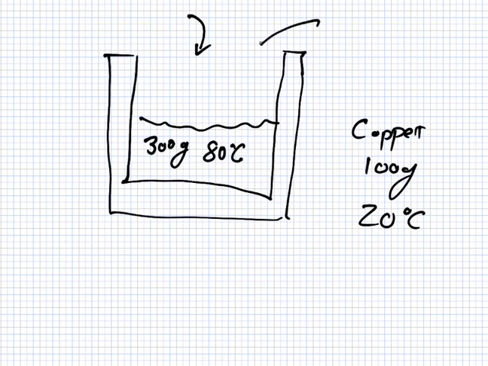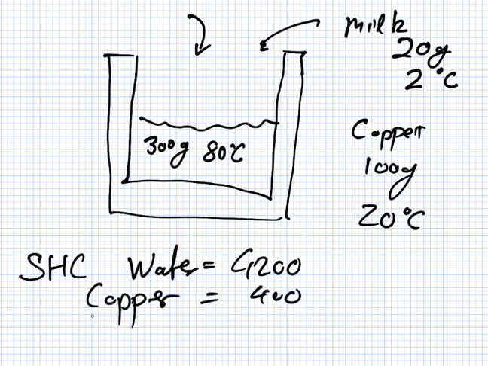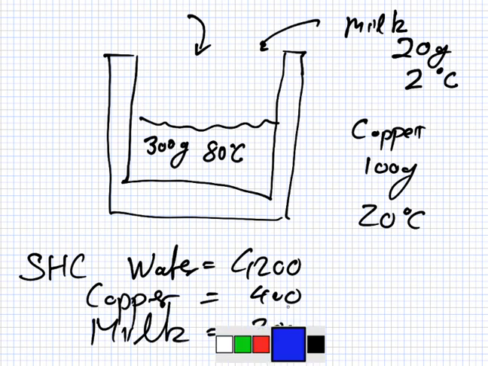And then I put in some milk. You can guess what I'm making here, can't you? Okay, yes. I put in some milk, and let's say the milk is about 20 grams, and its temperature, it's going to be pretty cold, we'll say it's 2 degrees. And the specific heat capacity of water, that's 4,200. Do you remember what copper was? 400. And we'll say for milk, it's 2,000, we'll say. Just make it up.